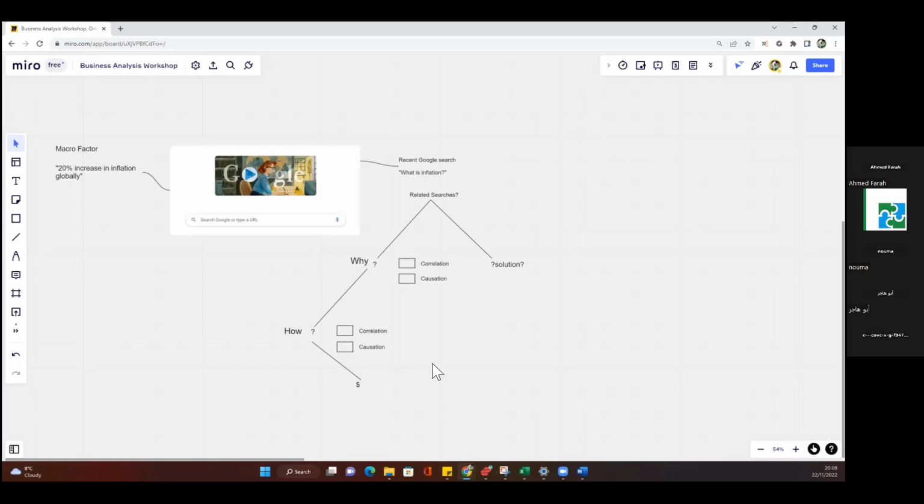Correlation is where there's some sort of relationship between two things. There's one item and there's another item, and there's some sort of correlation between them. Causation is that item B was caused by item A, and item B wouldn't exist if item A didn't exist. So it's kind of dependent on each other. That's causation, and correlation is that there's some sort of interrelationship between the two.